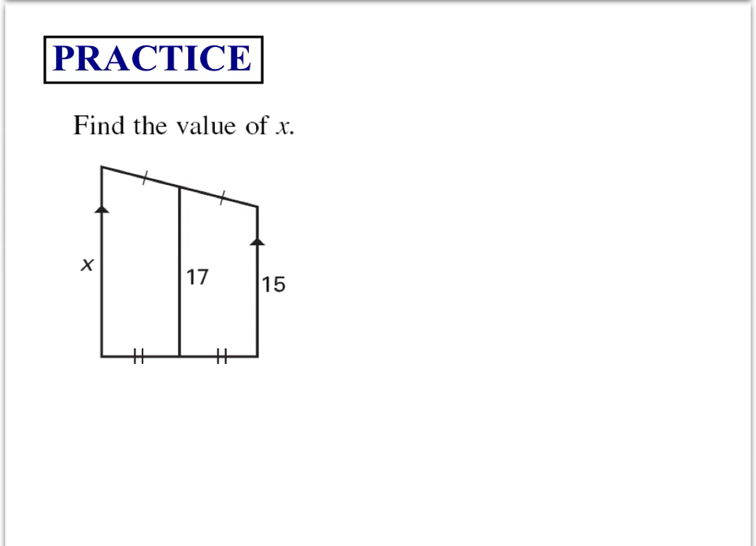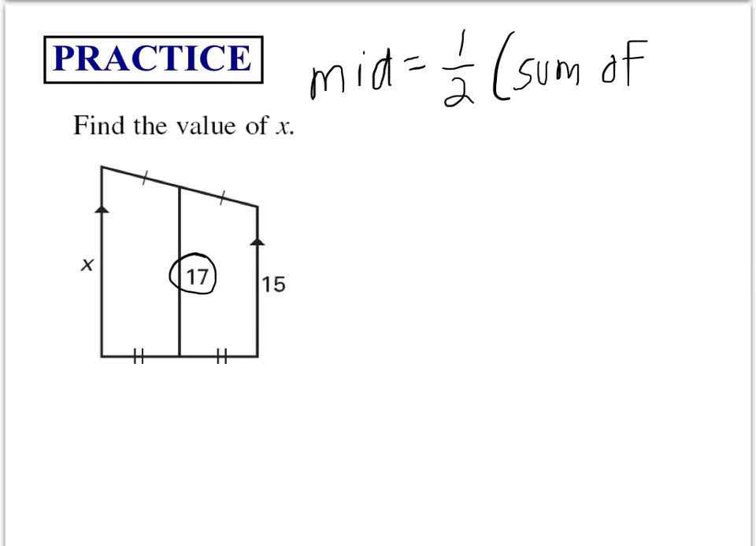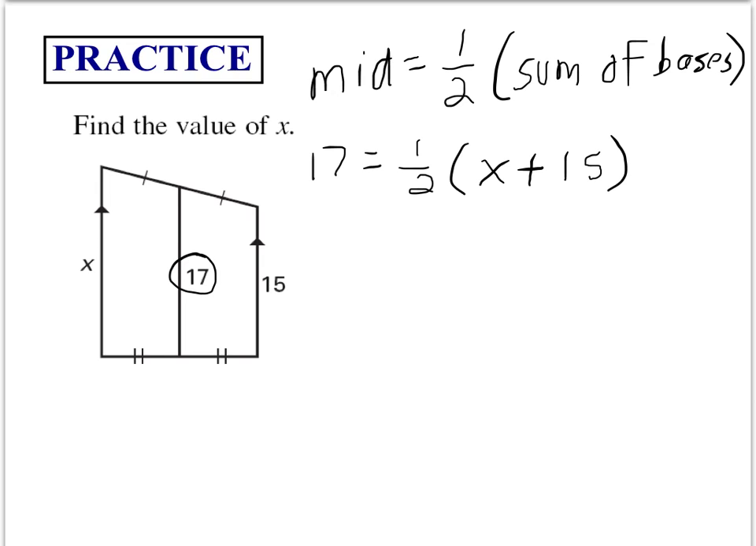In this example, I have to find the value of x. But this example is a little different because I already know my midsegment is 17. So I can still use the midsegment formula to figure out what that x is. I know that the midsegment has to be half of the sum of the bases. So I know my midsegment is 17, and I know my bases are x plus 15. So at this point, I just need to solve for x.